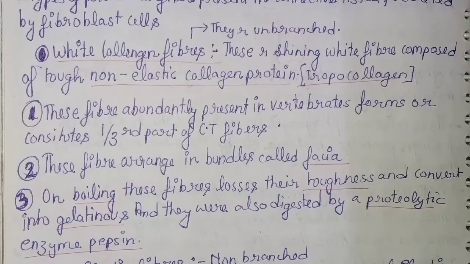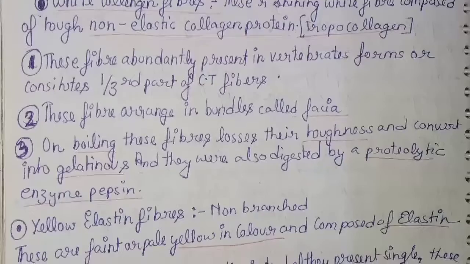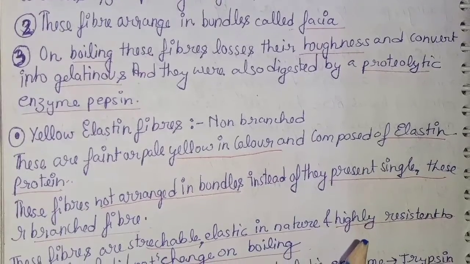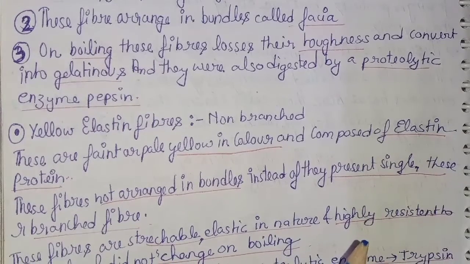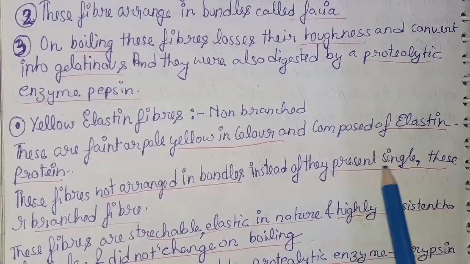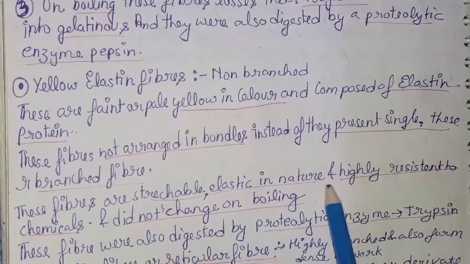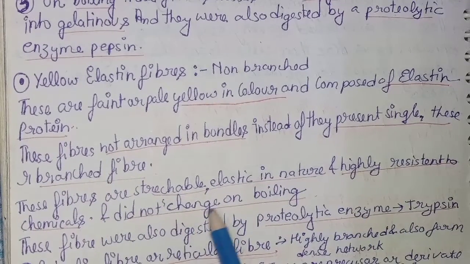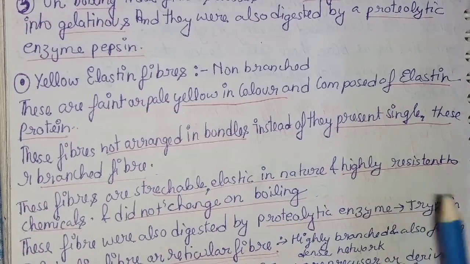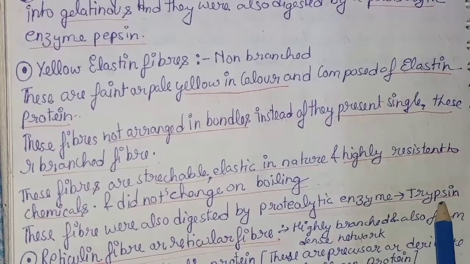On boiling, these fibers lose their toughness and convert into gelatinous, and they are also digested by a proteolytic enzyme called pepsin. Now coming to the second fiber, that is yellow elastin fiber. These are non-branched. They are faint or pale yellow in color and composed of elastin protein. These fibers are not arranged in bundles, instead they are present singly. These are branched fibers. These fibers are stretchable, elastic in nature, and highly resistant to chemicals. They do not change on boiling. So yellow elastin fiber does not change like the white collagen fiber changes on boiling. These fibers are also digested by a proteolytic enzyme, which is trypsin.